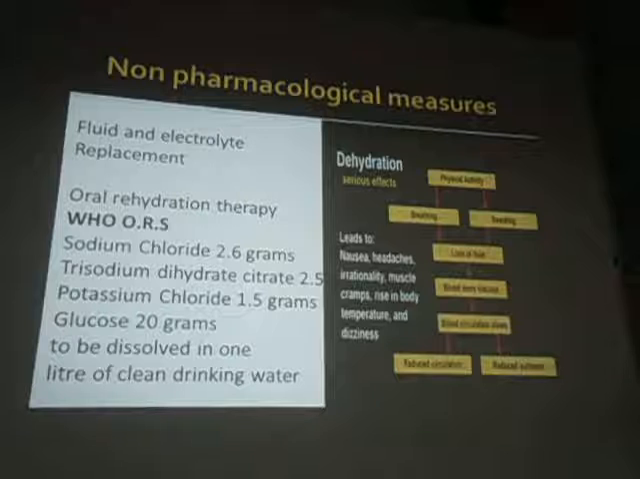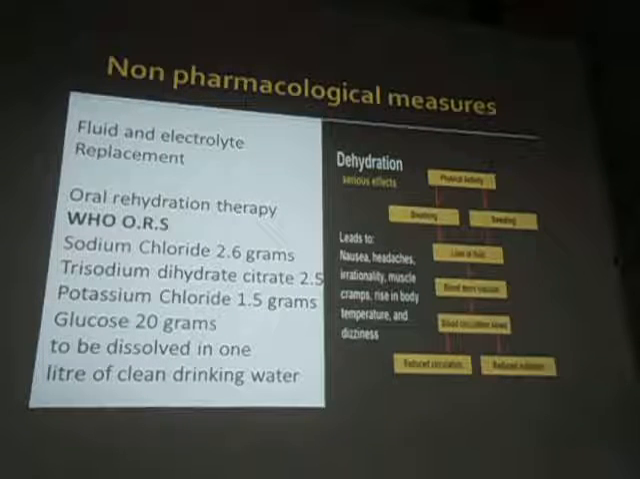So WHO ORS includes sodium chloride, trisodium citrate dihydrate, okay, and potassium chloride and glucose. So the ORS is good for everyone. Can we give it in almost all the patients? Can it be used by a layman? Easy to use? Yes. What makes this ORS popular? It is the drug of the century which has prevented most patients from death. Okay. You might be thinking which drug has saved more lives. It is this one. Okay.